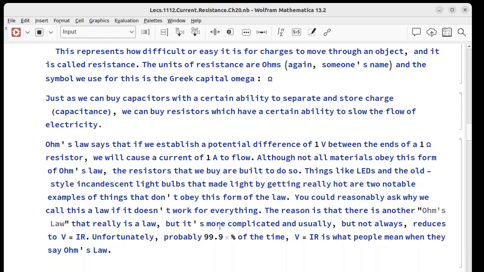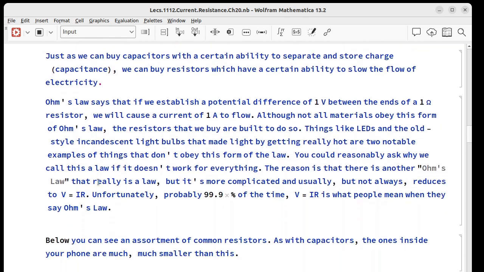So just like we can buy capacitors with a certain ability to separate and store charge, or capacitance, we can buy resistors which have a certain ability to slow the flow of electricity. According to Ohm's law, if we put a potential difference of 1 volt between the ends of a 1 ohm resistor, we'll have a current of 1 amp flowing in that resistor.